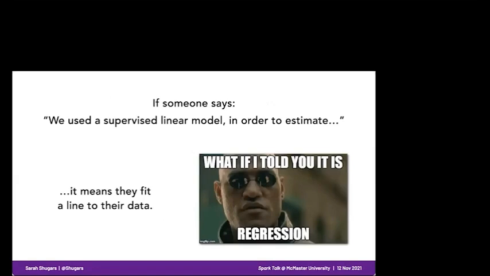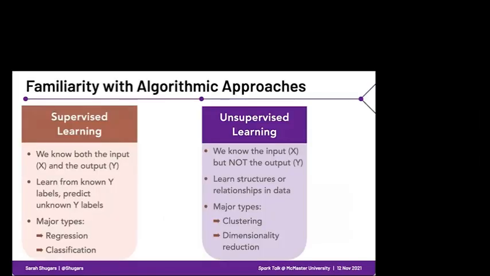So anytime you're talking to somebody or reading a paper, if they say something like, we used a supervised linear model in order to estimate, it basically just means that they fit a line to their data. Most of the time it'll be regression. There are other linear models, but regression was one of those things that I was really scared of, and it sounded really scary, but it literally just means drawing a line through your data. Again, I won't go through the details of how to draw that line, but it turns out not that complicated. You draw a line. Okay. So that was an example of supervised learning.